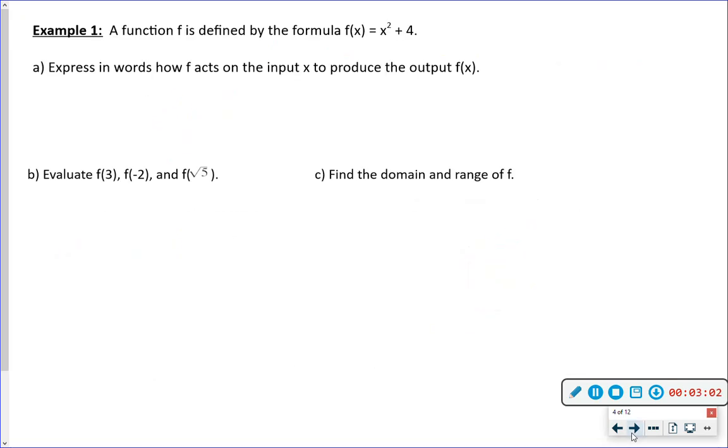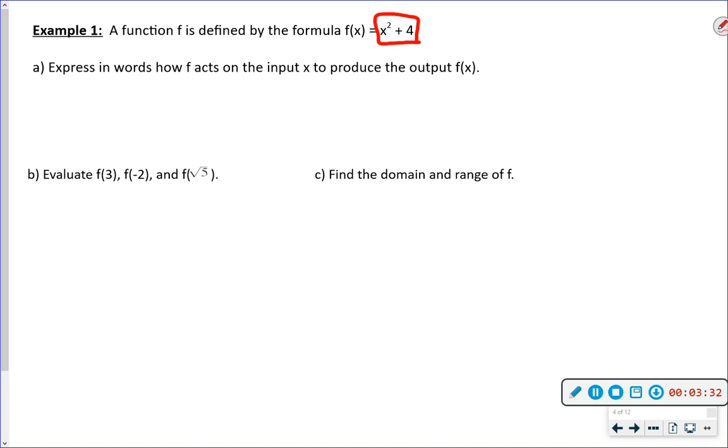All right. So first up, here we go. A function is defined for the formula f of x equals x squared plus 4. Express in words how f acts on the input to produce the output. So you're really just looking at the equation and explaining the calculations. So I'm looking at this equation and I'm like, okay, cool. I want you to square the input and then add 4 to it. And that's literally what I'm going to write down.